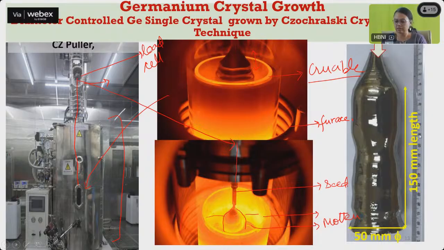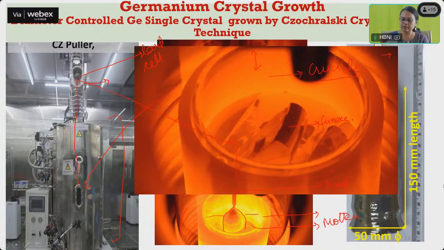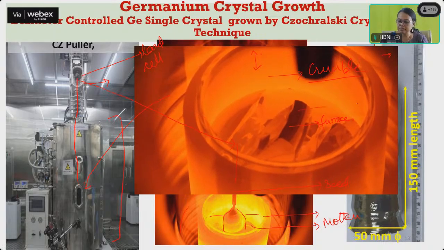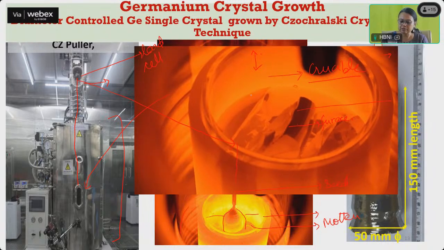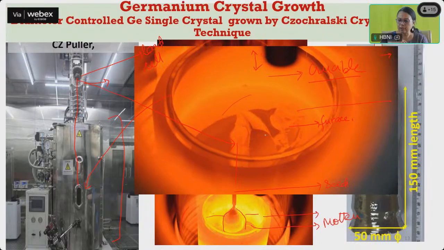So this is the crystal after the growth. It started here, and the length is 150 mm and the diameter is 2 inches. So this is the actual video. You can see here these are the polycrystalline chunks, and some part has already gone molten and some are still polycrystalline.